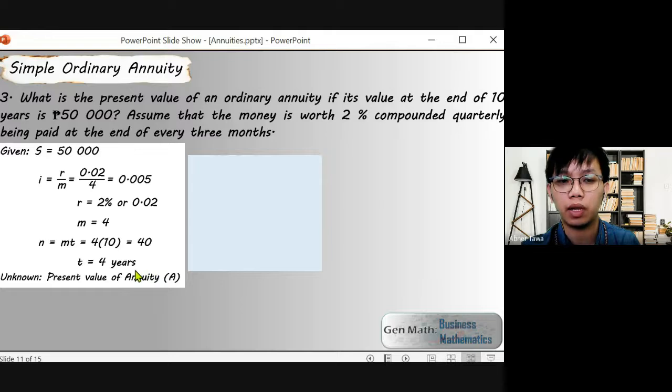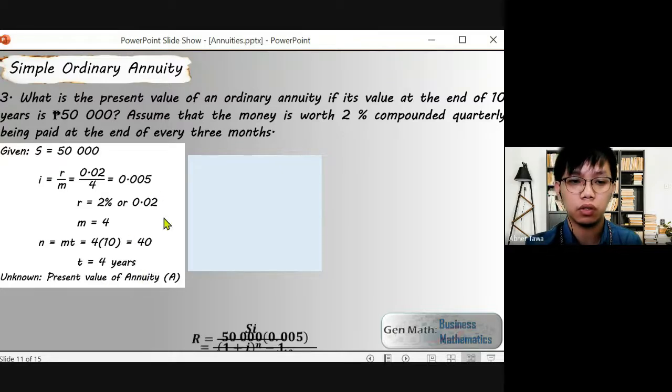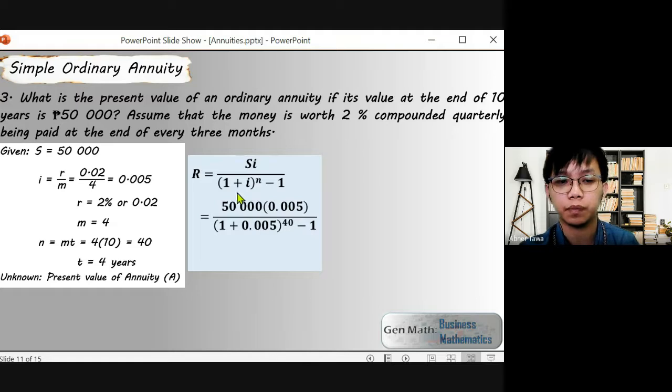Doon sa formula, we need the value of periodic payment. Pero dito sa given, hindi given ang periodic payment, di ba? Ang meron lang is si amount of annuity. Therefore, we need to determine first the periodic payment for us to be able to solve for the unknown. Okay? So, I've shared the formula in solving the periodic payment.